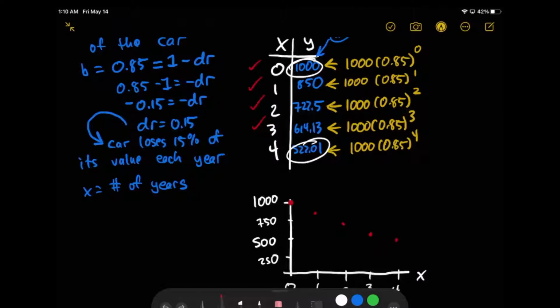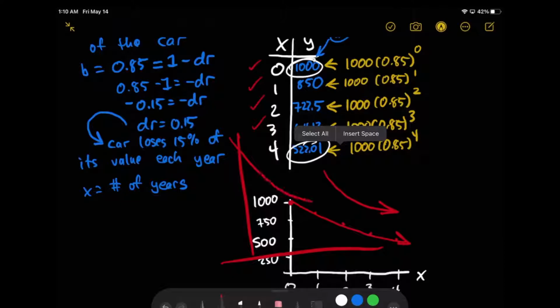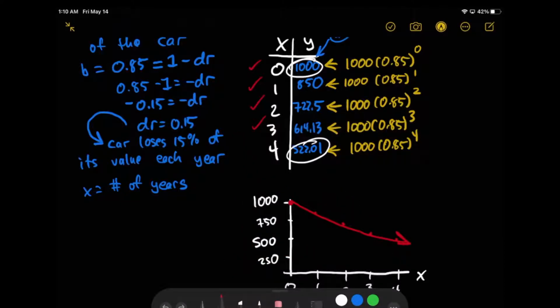Oops. Don't want to curve back up. It's always going down. So something like that. So it's gently curving down. It looks kind of straight just because I didn't scale my graph big enough. If I'd made my x-axis bigger, we'd see more of a curve. But we've already graphed it. We're stuck with it now.